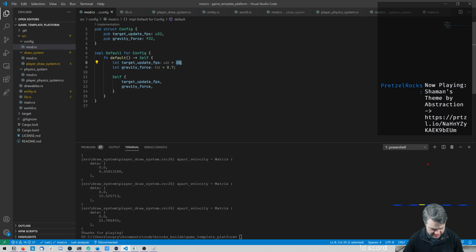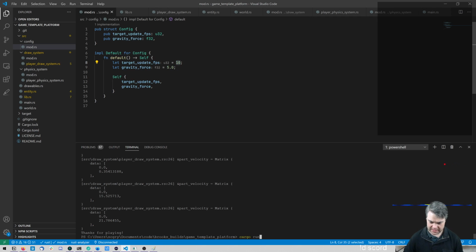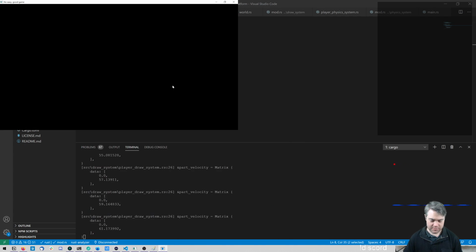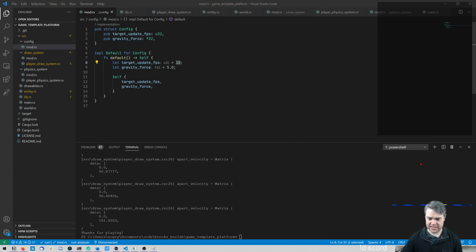But let's say we drop down to really terrible. We go down to like 10, and let's say we have like a 5.0. So this means 10, so 1 over 10, 0.1. What is that? It's every 100 milliseconds, I think, it runs the update loop. But it's still decently smooth looking.